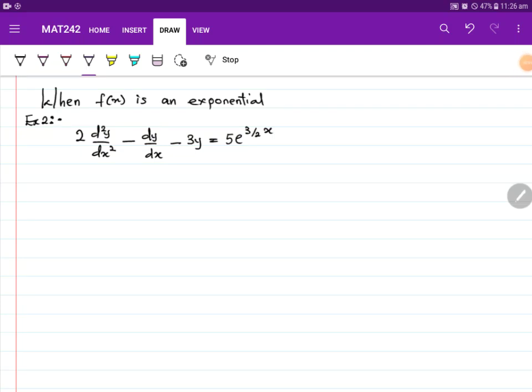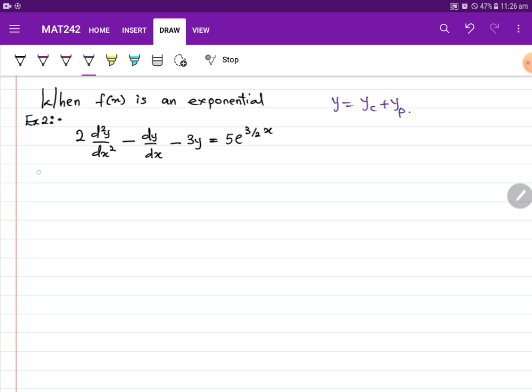Okay, let's consider another example on inhomogeneous equations where f of x is an exponential. I said we'll be looking at 3 examples on this, so this is the second example. Now let's go straight to the point. We know our general solution is y is equal to yc plus yp.